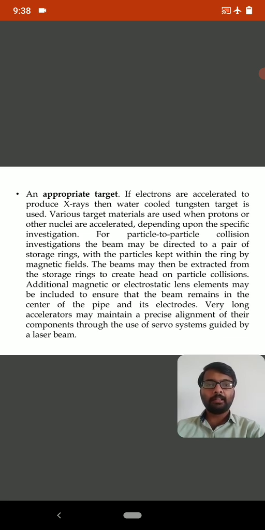So that is the third one. And the fourth one is an appropriate target. So at the end of that accelerating column we have certain targets.